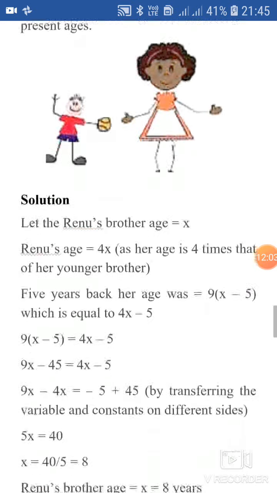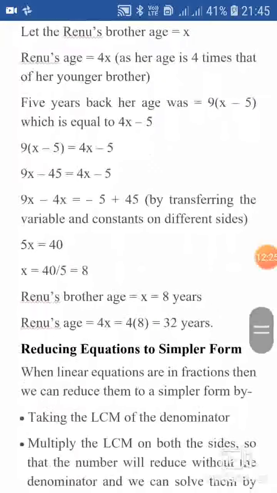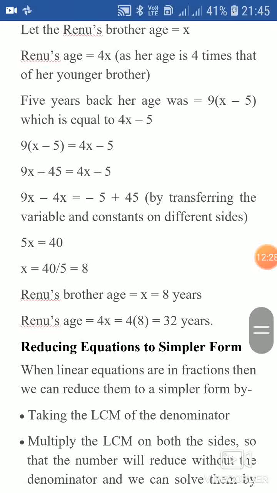Now shift the variables by the transferring method. So 9x minus 4x on the left hand side, and minus 45 goes to the other side and becomes minus 5 plus 45. So the left hand side becomes 5x, the right hand side 40. Now 5 goes to the other side and we divide. So 40 upon 5 becomes 8. So what is the age of Renu's brother? 8 years. And Renu's age will be 4 times, so 4 into 8, that is 32 years.